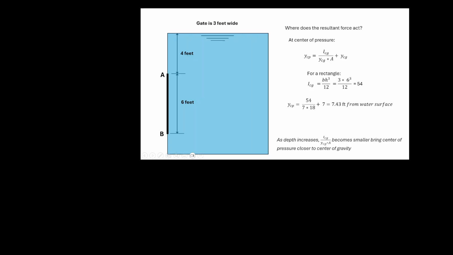As you study this formula, you can see that as the depth increases, that first term, that moment of inertia divided by the depth of the center of gravity times the area, is going to get smaller. The reason is that the moment of inertia about center of gravity is a constant no matter what depth it is, and the area is going to be a constant, but that depth to the center of gravity is going to get larger and larger, which is going to make that term smaller and smaller. So as you start working with very, very large depths, you can see that first term is going to become very small, which is going to make the center of pressure very close to the center of gravity.